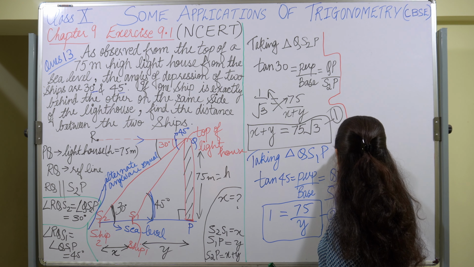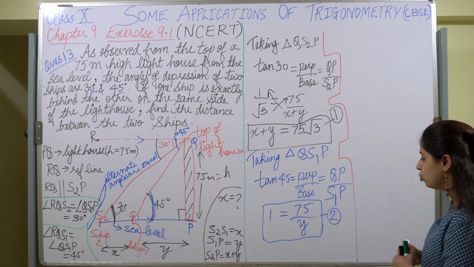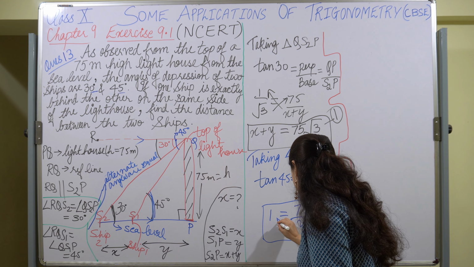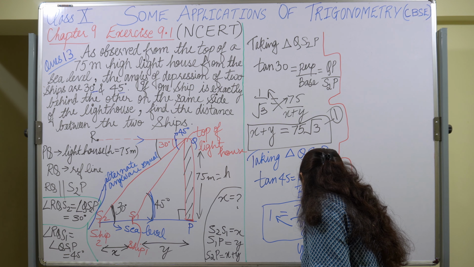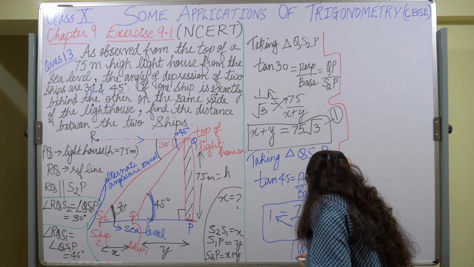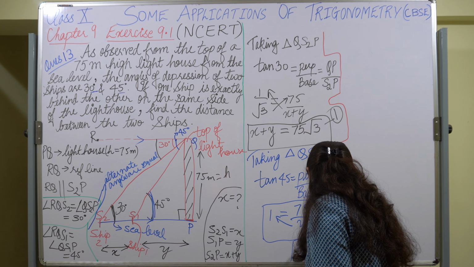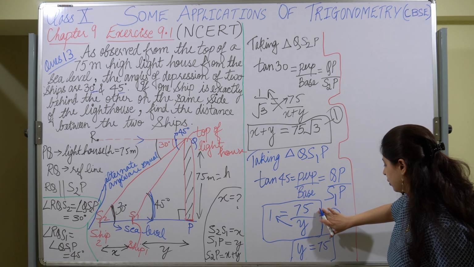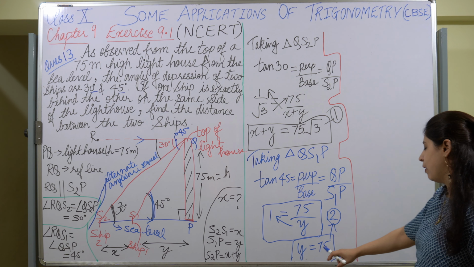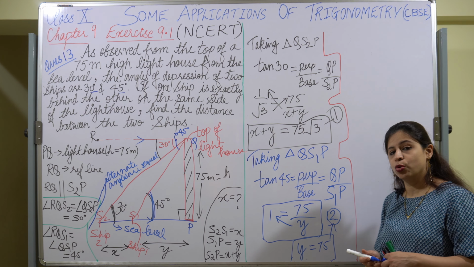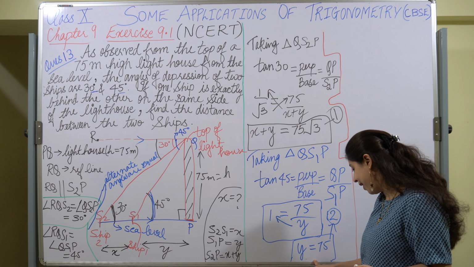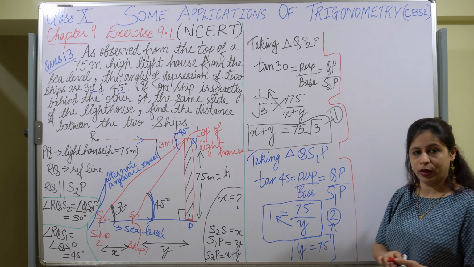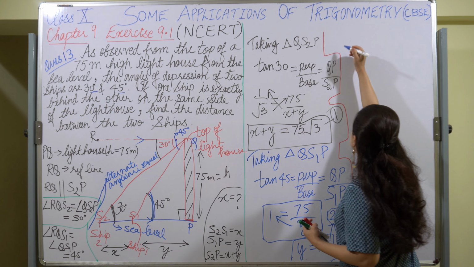Now what I will do is substitute. When we cross multiply, we get y is equal to 75. Sorry, this one is my second equation: y is equal to 75. So we will be substituting the value of y, which came out to be 75, in equation 1.